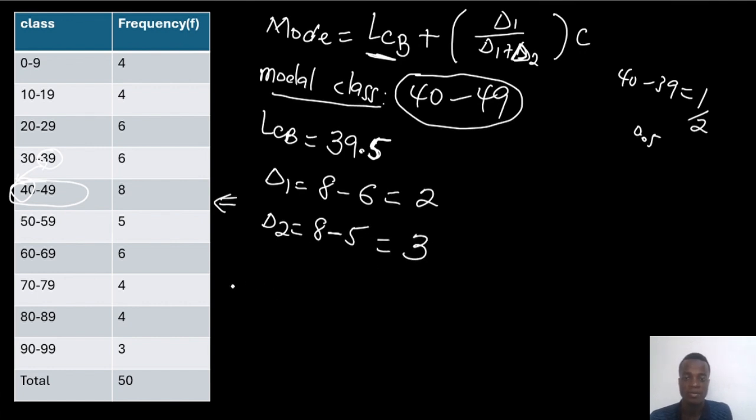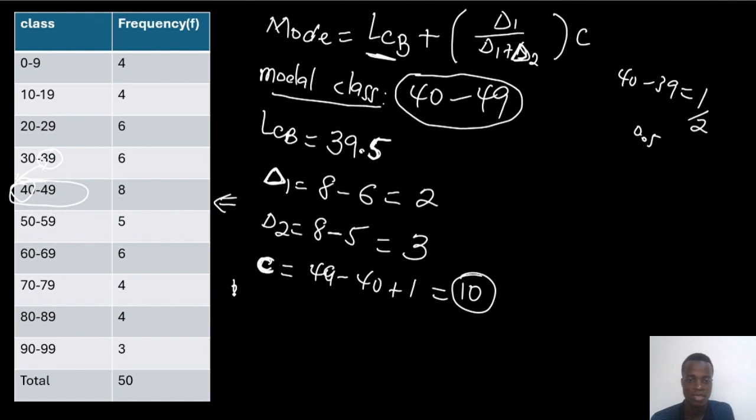Now we need the class size. The class size is the difference between 49 and 40, plus 1. That will give us 10. So the class size is 10. How to find these things, we have actually done a lot of videos on that. Just quickly go back, we took our time to explain it and why they were needed. So basically this is how to find the mode of data type 3.